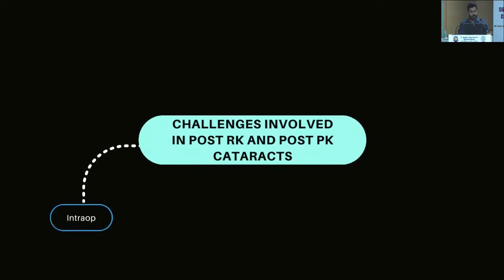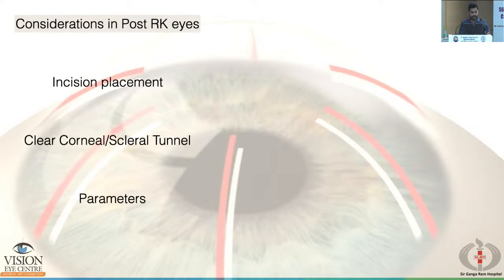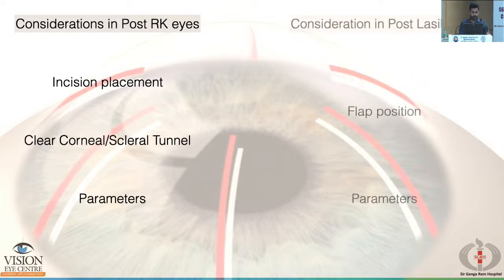Now, coming on to the intraoperative challenges, the biggest consideration in post-RK eyes is where to place the incisions. If you have 8 incisions or sometimes even 12, you can place the clear corneal incision between the RK incisions. But if you have a greater number of incisions, you have to go for a scleral tunnel. It's also important to keep the parameters reasonably low and fill the chamber with viscoelastic when you're withdrawing your phaco probe, because those RK incisions can open up, so you don't want too many chamber fluctuations.